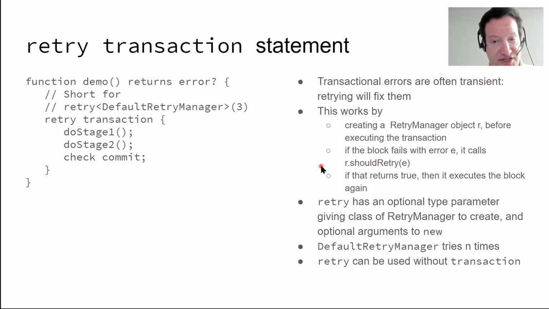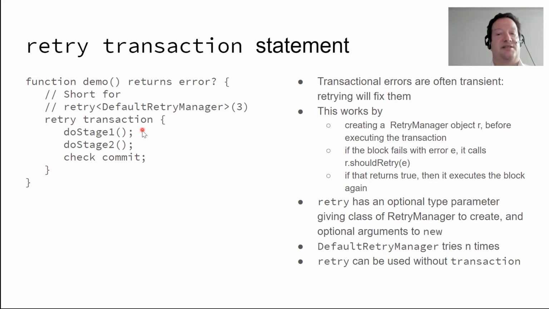Another thing that our transaction support tries to make easy is retrying. It's often the case with transactions that you can get an error that's transient, in the sense that if you retry it, it will go away. So you want to make it easy for people to do the right thing, which is to retry transactions. The way this works is we have the retry keyword in front of transaction.